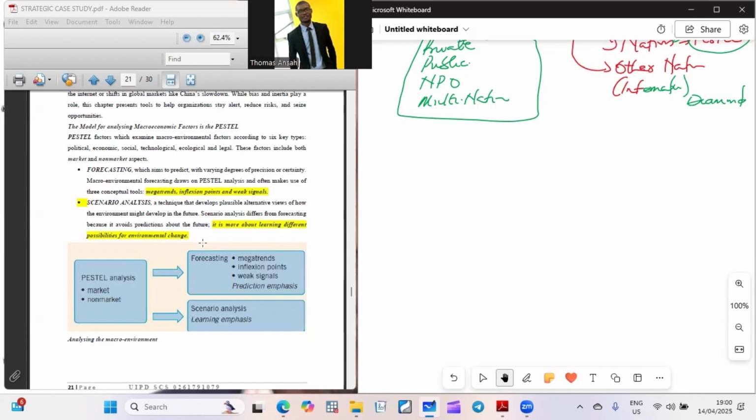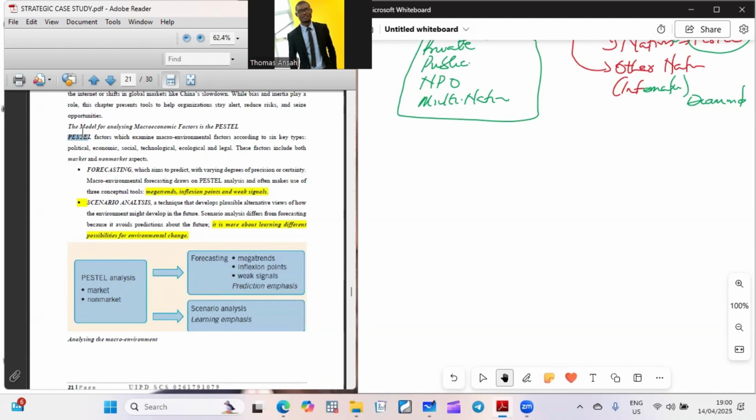Okay. So now we look at the PESTEL. We know what goes into the PESTEL: political, economic, social, technological, environmental, and legal. So that is that. It has 6 components. In the 6 components, we have factors that include both market and non-market aspects.